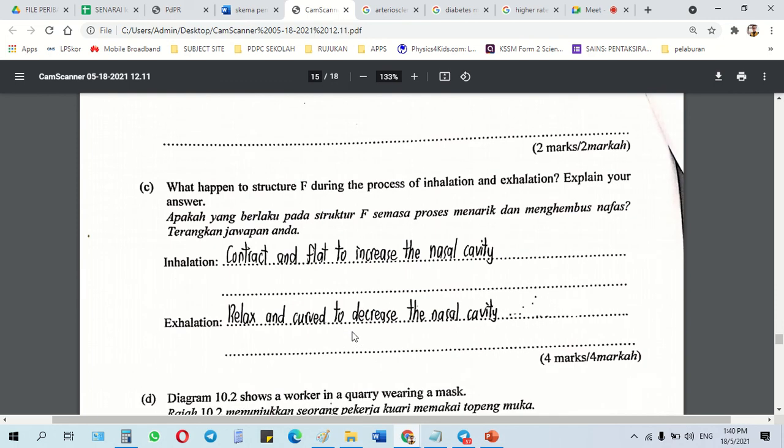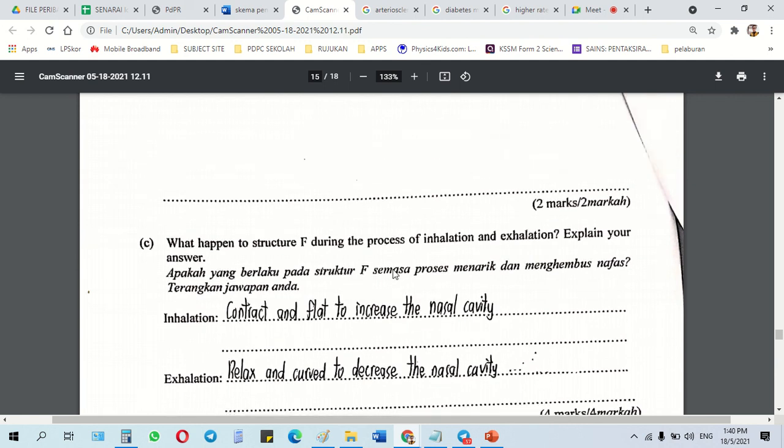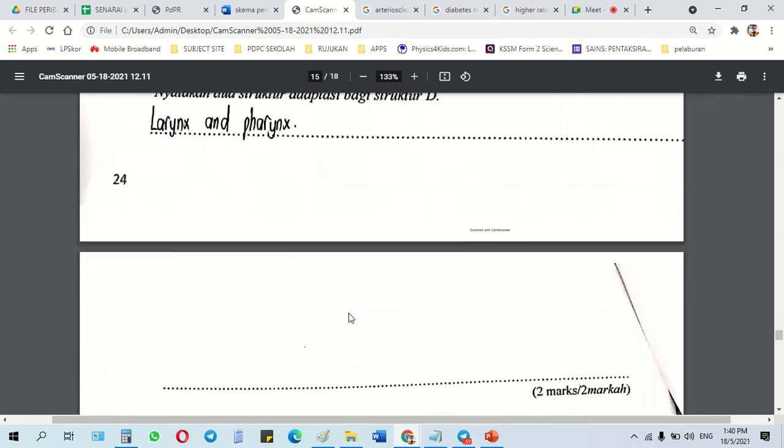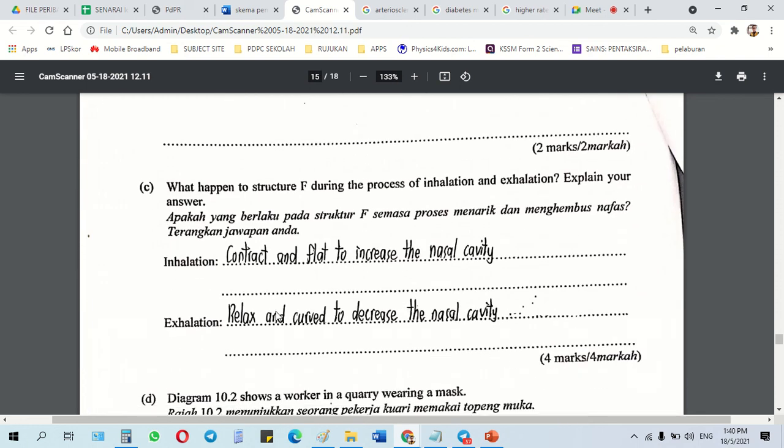Okay. Dah nak habis ni. Okay. What happened to structure F during process of inhalation and exhalation. Explain your answer. Ni pun senang ni, saya rasa tak ada masalah. So you tengok what is structure of F, diaphragm. So apa yang berlaku pada diaphragm during inhalation.